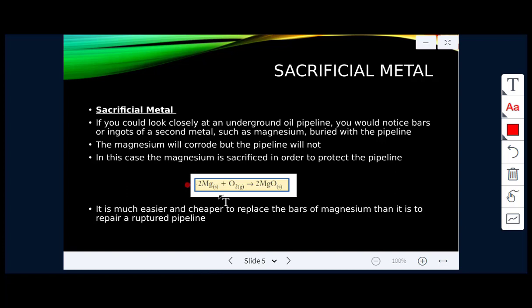And here is the chemical equation. Magnesium plus oxygen will produce magnesium oxide. The reason it's done like this is because it's much easier and cheaper to replace the bars of magnesium than it is to repair a ruptured pipeline.